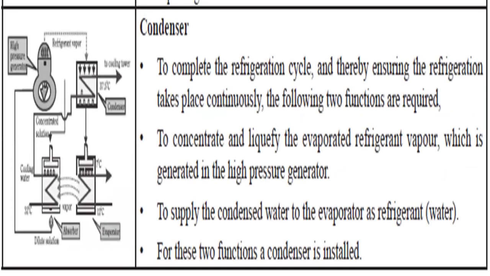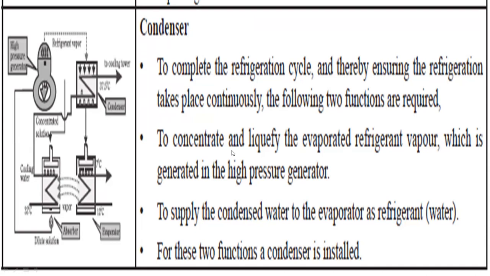Then coming to the condenser, to complete the refrigeration cycle and thereby ensure refrigeration takes place continuously, the following 2 functions are required. Number 1, to condense and liquefy the evaporated refrigerant vapor, which is generated in the high pressure generator. Number 2, to supply the condensed water to the evaporator as refrigerant in the form of water. For those 2 functions, a condenser is installed in the entire system.